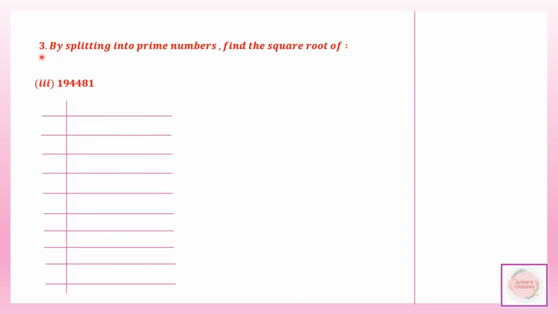So the third question, question 3. So we have to find the prime factors of 1,94,481 and then find the square root. So let's begin. Let's write that down.